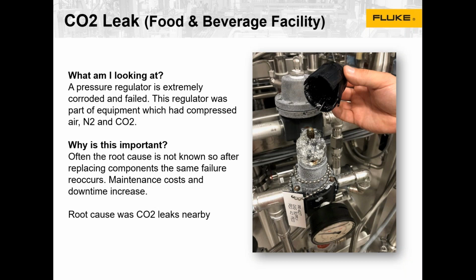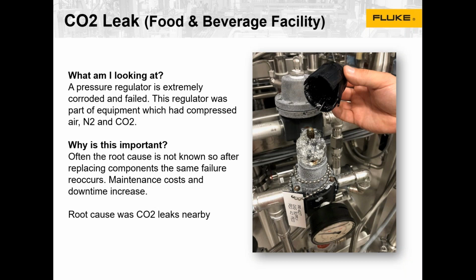Okay, I really like this example because it's a situation where the failure continued on, and so this customer was showing where there had been a failure. This is a pressure regulator that's extremely corroded. I mean, this thing failed, and it was pretty bad. You can see that there, but in previous times with this type of equipment, they would just replace that regulator and it would fail again.